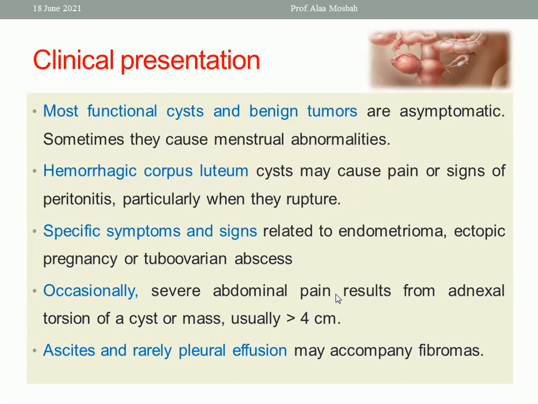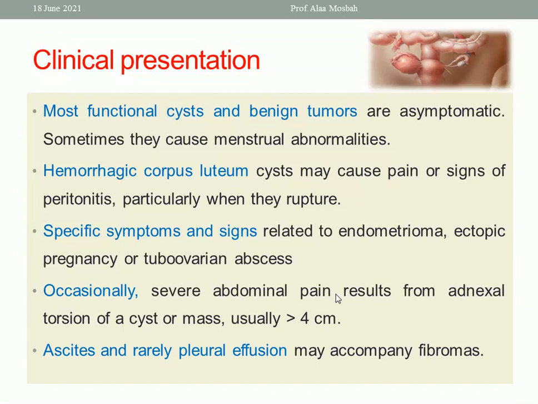Most functional cysts and benign tumors are asymptomatic, as we mentioned before, but some functional cysts may be associated with menstrual abnormalities. Hemorrhagic corpus luteum is associated with pain or signs of peritonitis, particularly after rupture of the cyst.